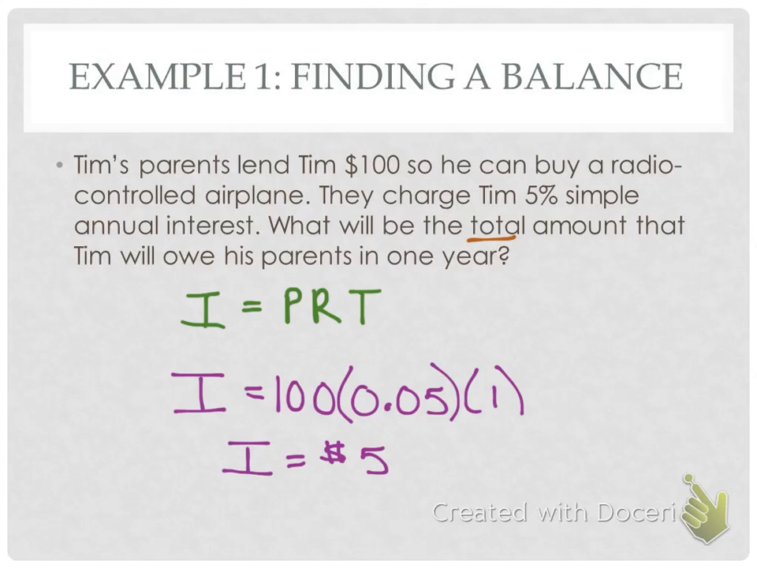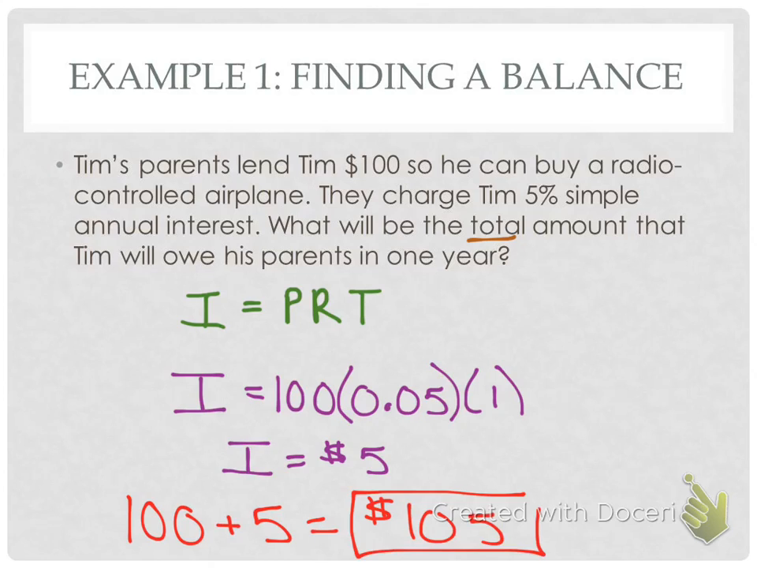$5. But that's not what the question asked me. It says, how much will he owe his parents in a year? So now I take the initial amount that he borrowed, I add the amount of interest that he has to pay on that money that he borrowed, and that gives me the total amount that he owes his parents. Okay? So to find the total, I first had to find how much interest was accrued on it, and then I add it back to my principal, and I find my total amount.